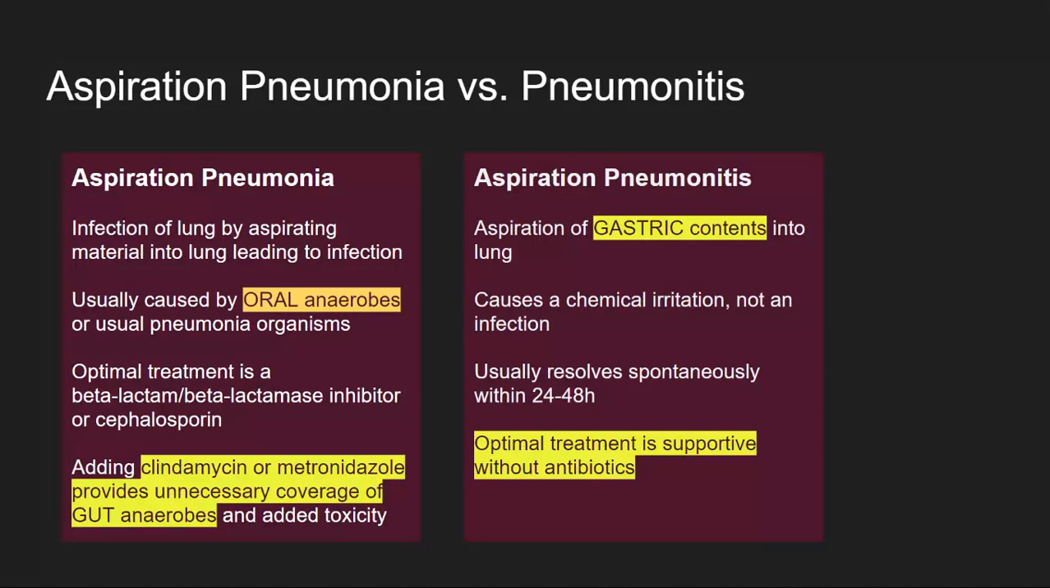For aspiration pneumonitis, this is usually caused by aspiration of gastric contents into the lung, which causes a very quick chemical irritation and does not result in an infection. So these patients may quickly resolve spontaneously within 24 to 48 hours. The optimal treatment for these patients is supportive and no antibiotics.